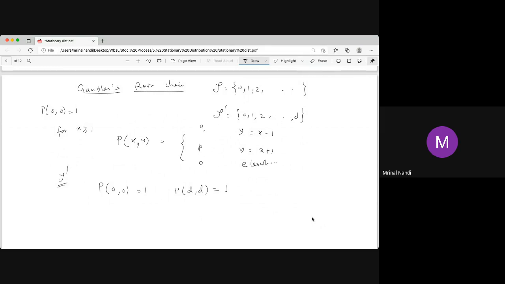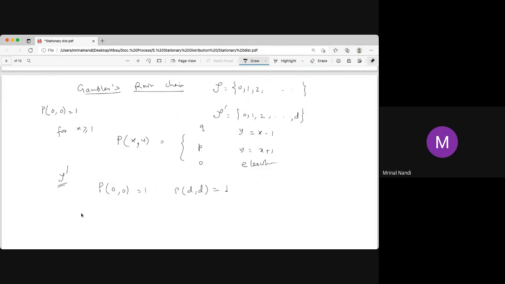This is the two-player modified thing. If you have 50 and the other player has 70 rupees, D is 120 now. If it is 0, then stop. If it's 120, then also stop. So this is called the two-player modification of this gambler ruin chain.